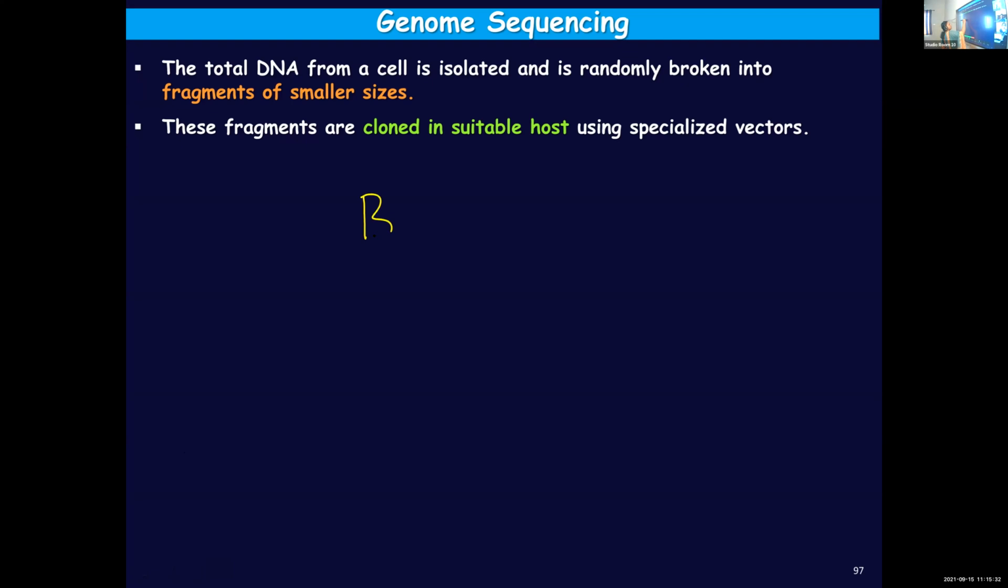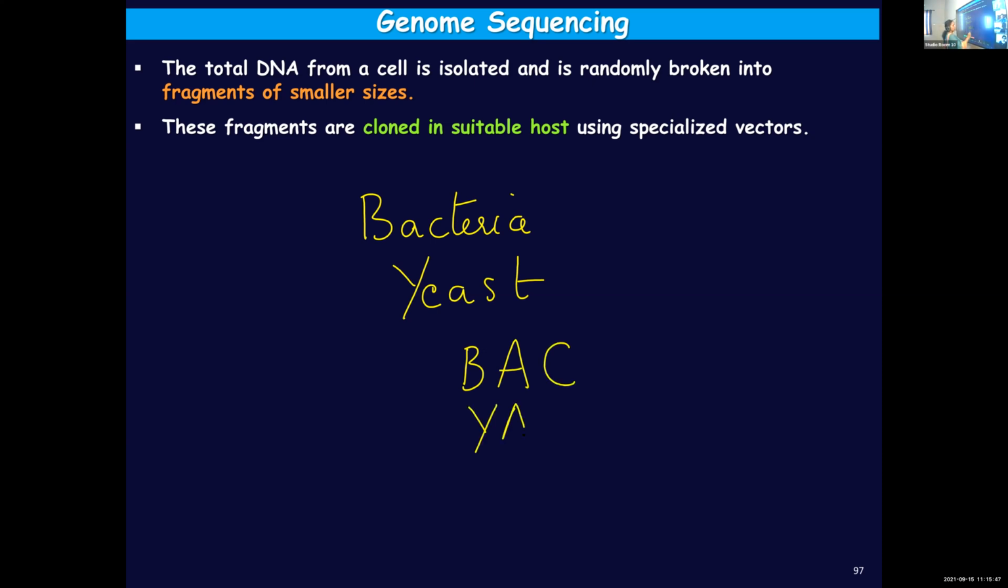So the hosts which they considered were bacteria and yeast. The vectors which they used were bacterial artificial chromosome, abbreviated as BAC, and yeast artificial chromosome, abbreviated as YAC. And how does the cloning take place? What is done is, the DNA is broken up into small fragments.